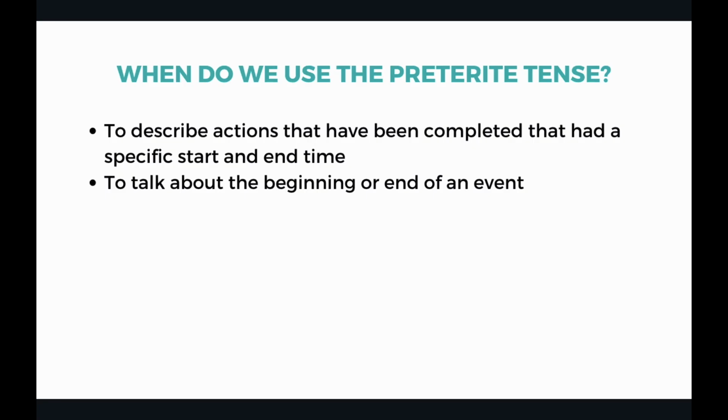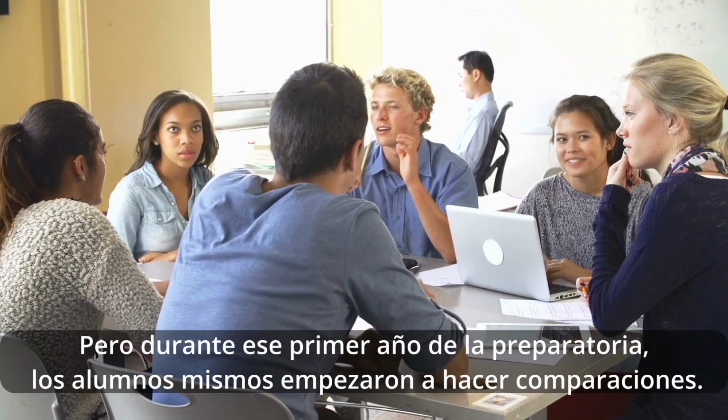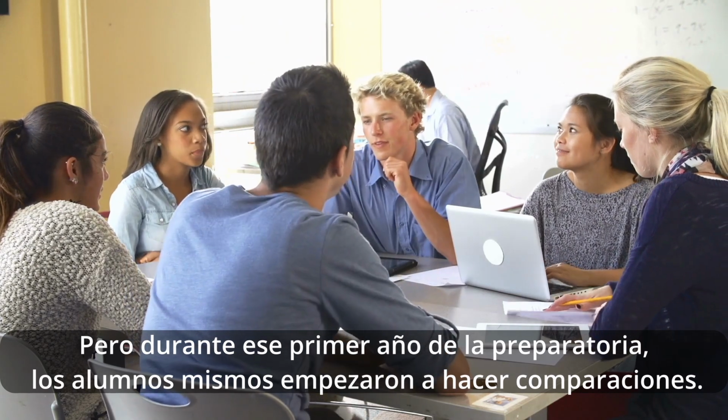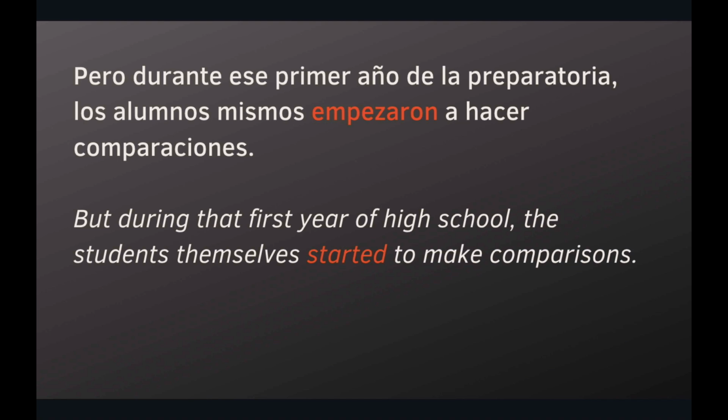Another circumstance in which we use the preterite is to talk about the beginning or the end of an event. Here is another example from the story. Pero durante ese primer año de la preparatoria, los alumnos mismos empezaron a hacer comparaciones. So during that first year of high school, this is what started to happen. Los alumnos empezaron a hacer comparaciones. So we're saying that this is when this event started and we're using the preterite.